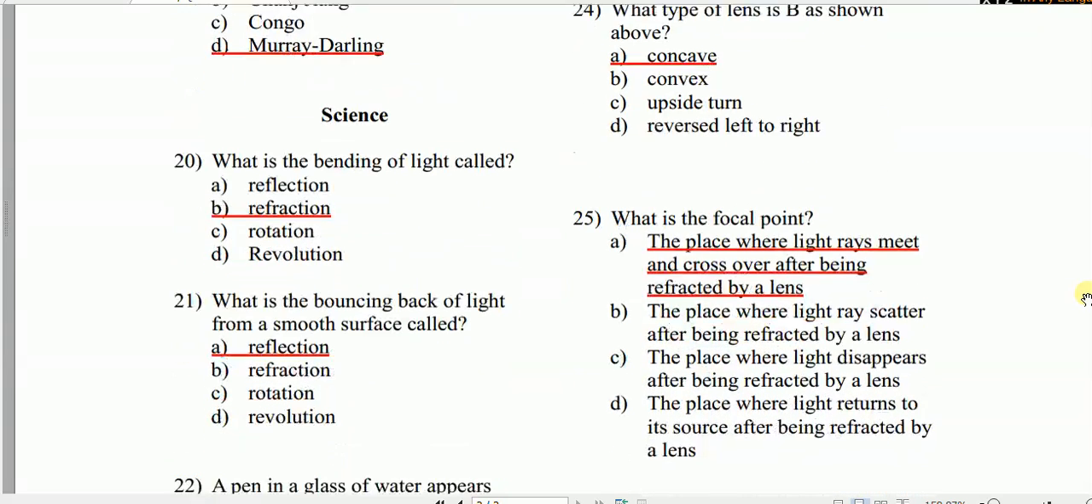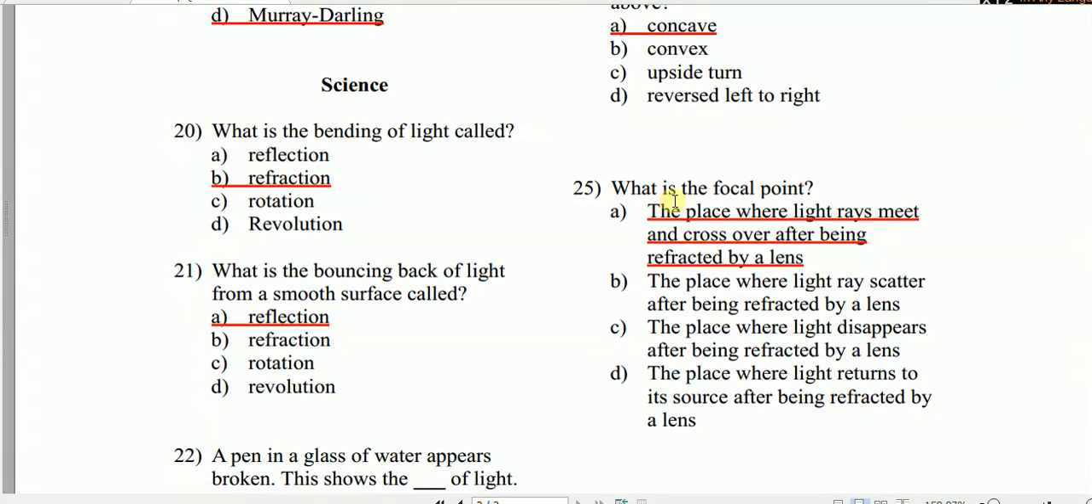Number 25, last one. What is the focal point? And that is the place where light rays meet and cross over after being refracted by a lens.